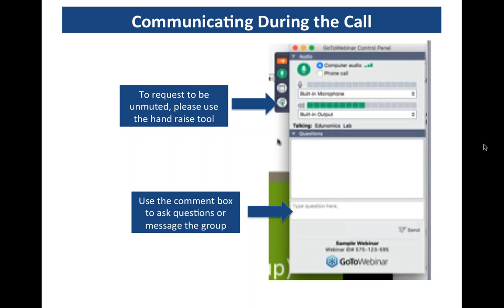Otherwise, you can use the comment box or the question box. I think it says questions for you all, and you can just write a question or make a comment using that box. We'll also be able to download all of the things that you put in that question box, and we can post that when we post the slides on the FitWig website. So anything that you do put there, we will be able to preserve.